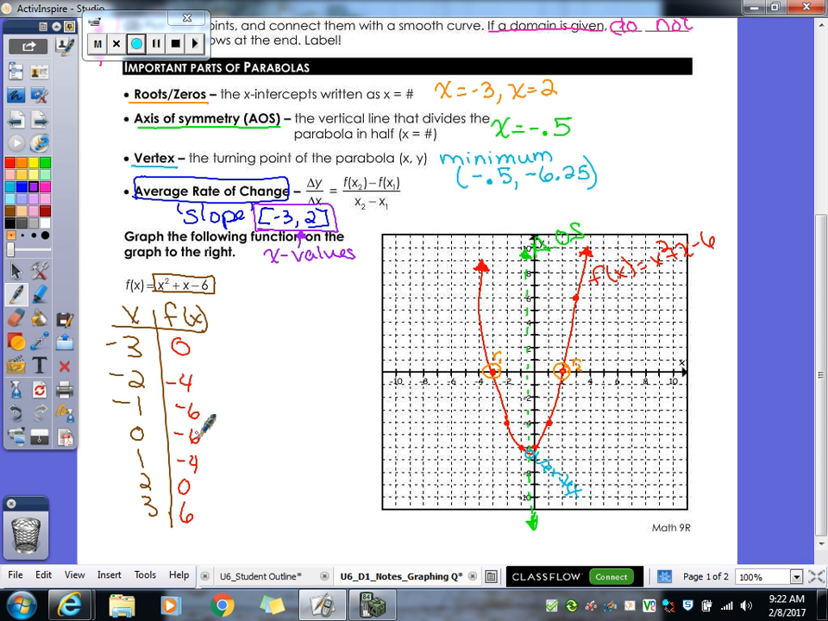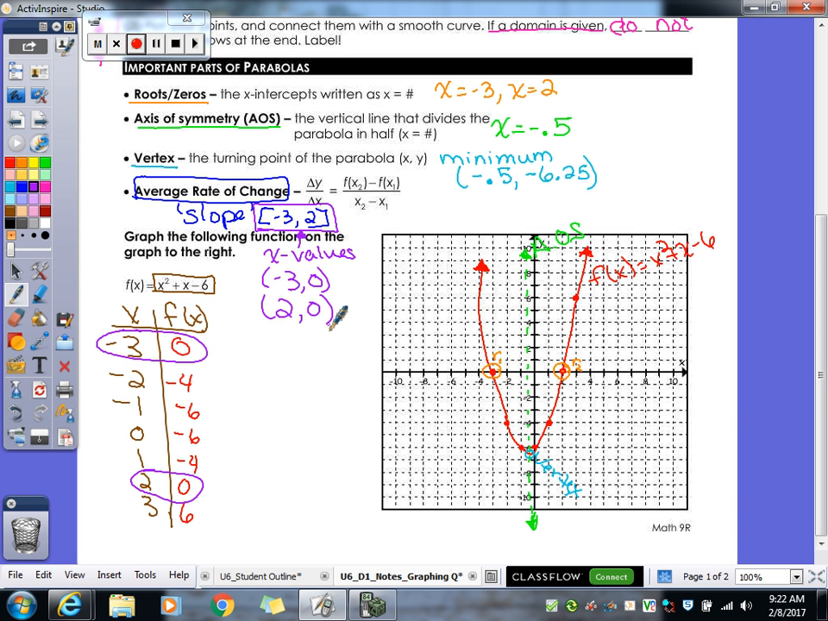So what we do is we use our table to help us, and we find the full point. So when x is negative 3, we would have the point negative 3, 0. When x is positive 2, we would have the point 2, 0. So you use your table to create the full point. They give you just the x values. You need the y values that go with them.